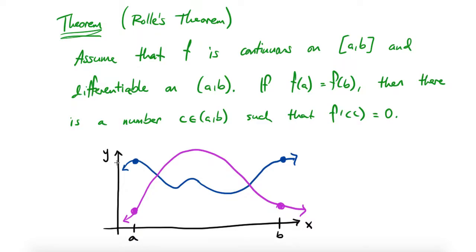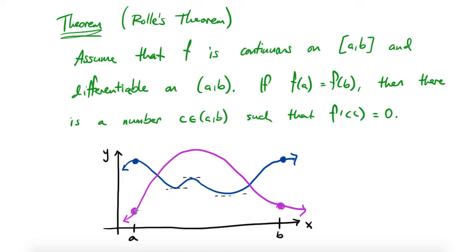Basically what that says is, here I've got two different curves so that we can see what's going on. If I take this blue curve, you can see that f of a and f of b are supposed to be the same, right? They're at the same height. So if these are the same, then there's supposed to be a point somewhere in between these two points where the derivative is equal to 0. And in this case, there are several. There's this one, this one, this one.